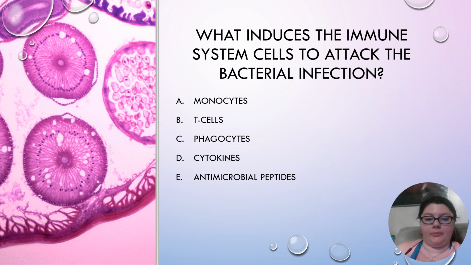What induces the immune system cells to attack the bacterial infection? Monocytes, T cells, phagocytes, cytokines, or antimicrobial peptides? Answer is antimicrobial peptides. Remember that comes from different microbes on the skin. When a Staphylococcus aureus comes in, the other one says, no, I don't like that. So it produces this antimicrobial peptide that goes and asks the immune system to go and say, hey, can you get rid of this guy for me?